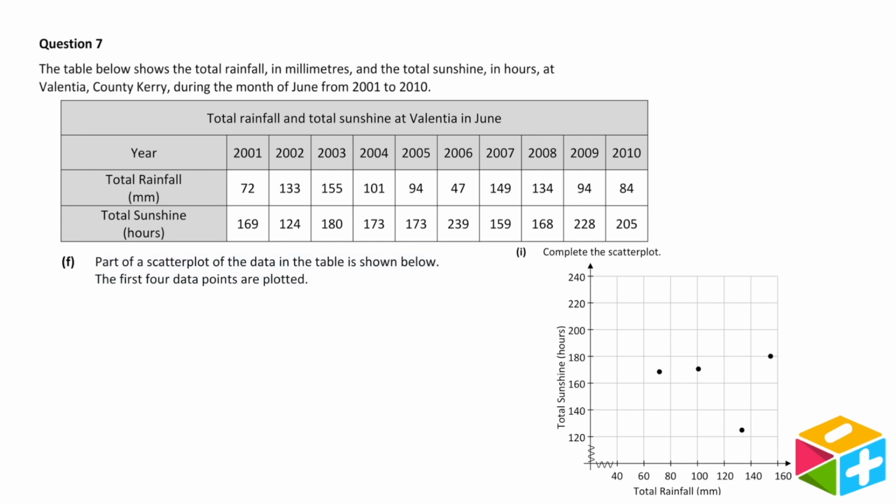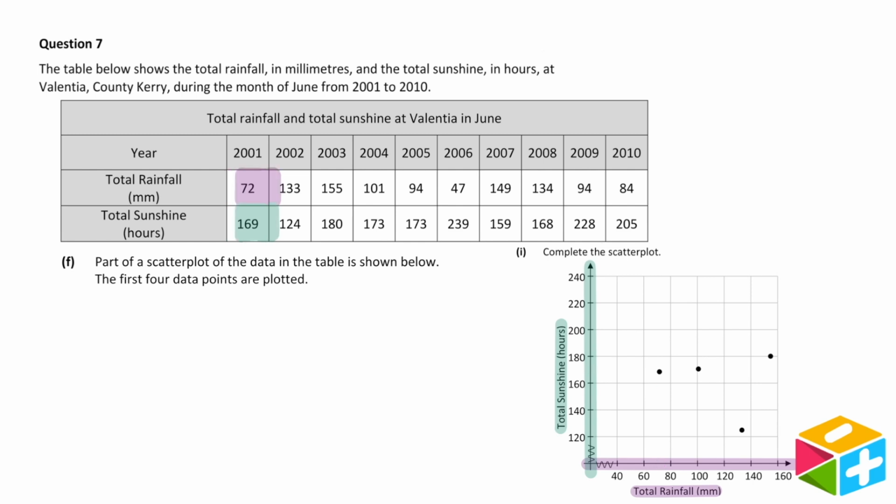In our scatter plot, the horizontal axis is labelled with the total rainfall. The vertical axis is labelled with the total sunshine. Each point we plot will contain a pair of these values, a rainfall value and a sunshine value. The first 4 points have already been plotted for us. The first pair in our table had a rainfall value of 72 and a sunshine value of 169. This corresponds to the point right here.